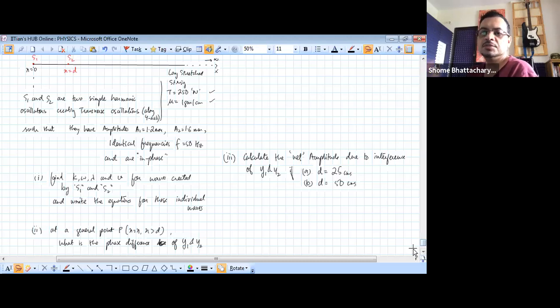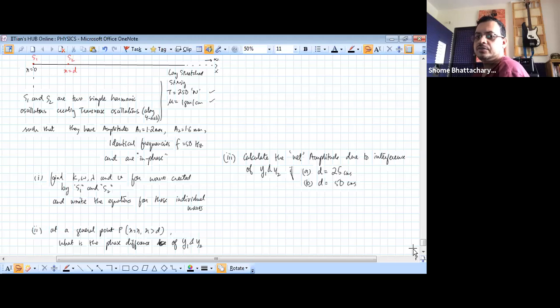Yeah, in phase means that their phase constants are equal. If you think of them like two simple harmonic oscillators, they are oscillating exactly in phase. That means they reach the positive extreme together, they reach the negative extreme together. So in terms of maths, their phase constants are equal, and by default you can take it as 0. So source 1 as an oscillator, if it is A1 sine omega t, then source 2 should also be A2 sine omega t. There's no phase difference between them.